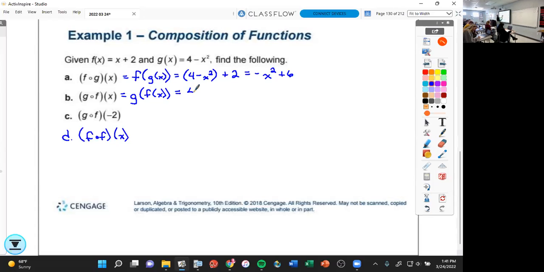So 4 minus, oh, there's an x. That x is going to be x plus 2. Notice I put parentheses around my x. I replaced x with x plus 2. What about the square? Are those parentheses important? Yes. Very much so.